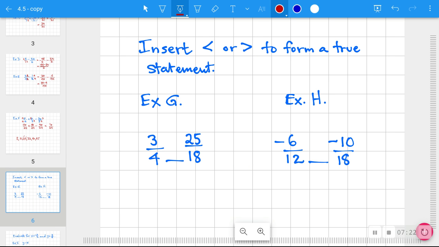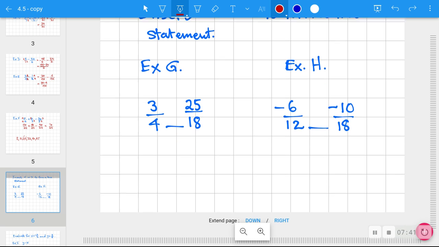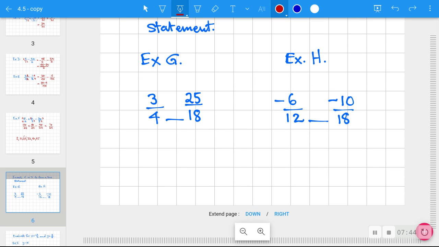Okay, another use for this information is comparing the size of fractions. So which one's bigger, which one's smaller, that sort of thing. And we're going to put a less than sign or maybe a greater than sign in between the 2 fractions in these problems in order to make a true statement out of it. Now, it's hard to compare fractions when their denominators don't match. So what I'm going to do here is multiply this by 2 and this by 9, and that'll get my common denominator of 36.